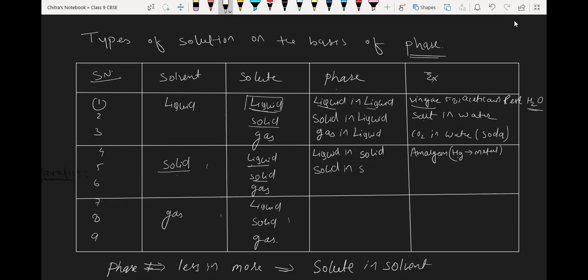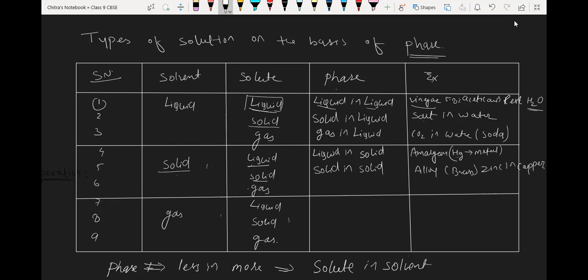Solid in solid. We have alloy now, alloy. Okay, we have like brass. In brass, we have zinc in copper. Okay, it is the example of solid in solid.